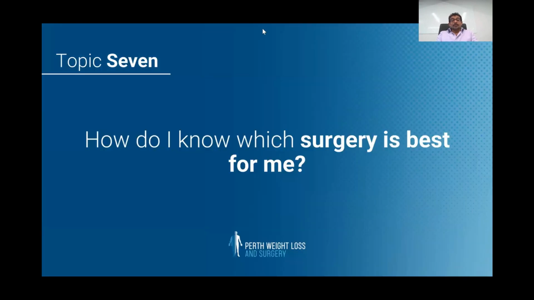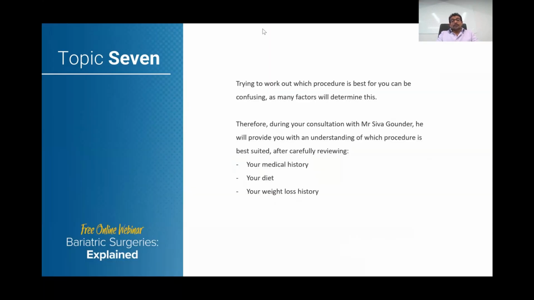Okay. So how do we know what's the best surgery for me? So patients always ask me. Some people come in with a preconceived idea that this is the best operation for them. Others come in not really knowing what's good for them. So this is something that we work out at the first consult.